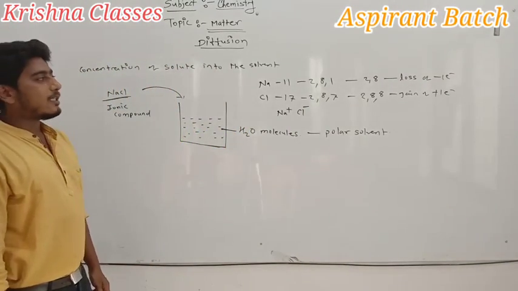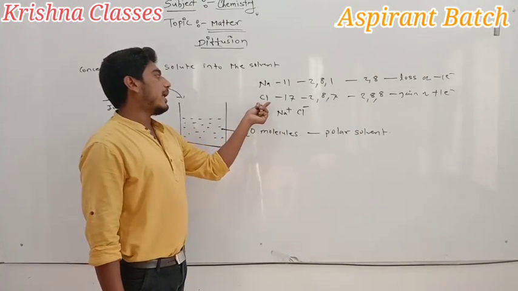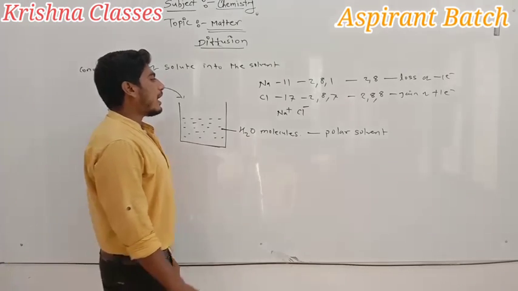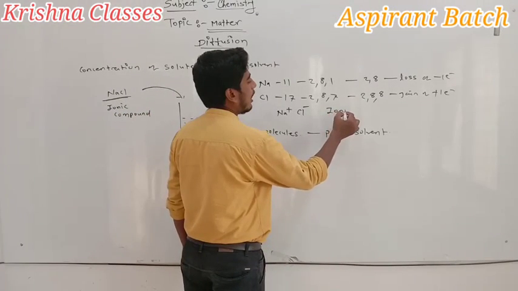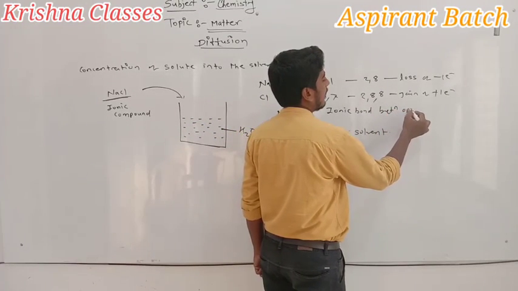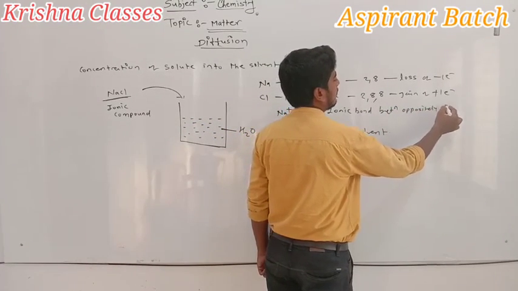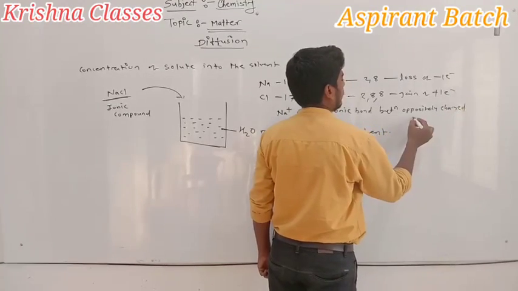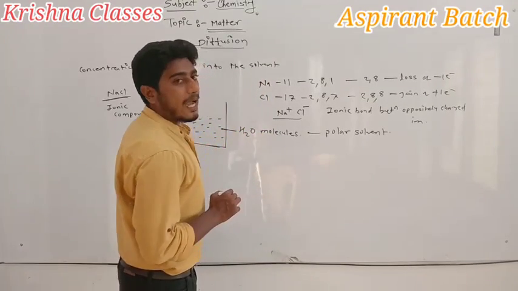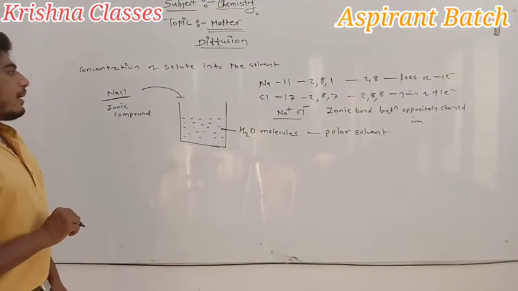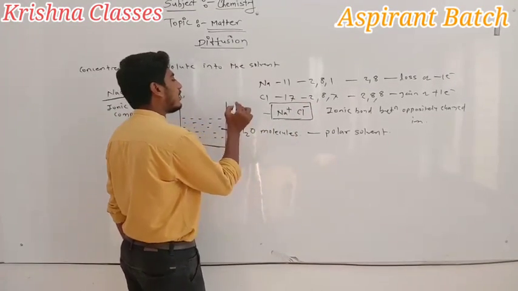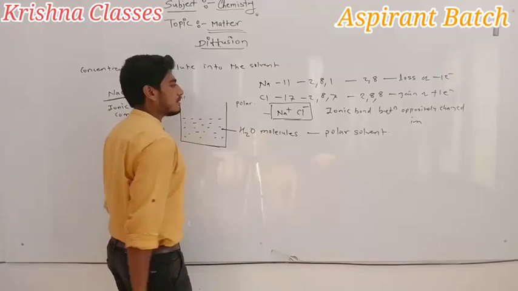Here, one atom lost an electron and one atom gained an electron, and due to this loss and gain of electrons, an ionic bond is formed between the oppositely charged ions. This is called an ionic bond, and the compound is called an ionic compound. Ionic compounds are made up of oppositely charged ions, so they are also considered polar substances.